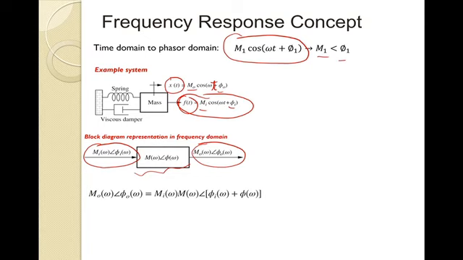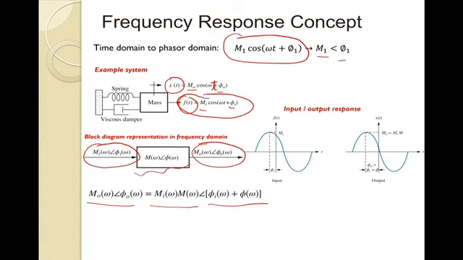So when I do this multiplication, I can find my output equals my input magnitude. So what do I do with phasors? I multiply the magnitudes and I add the phases, right? I multiply the magnitudes and I add the phases. So that's how I would get my output response. I could then translate that back into the time domain.